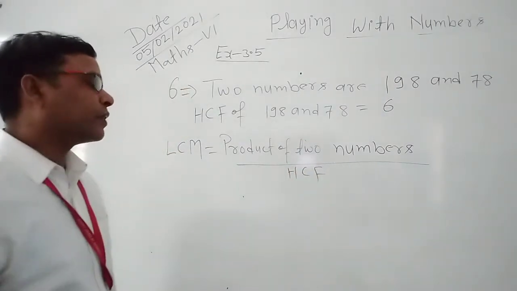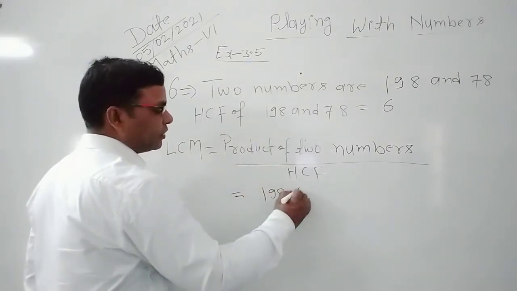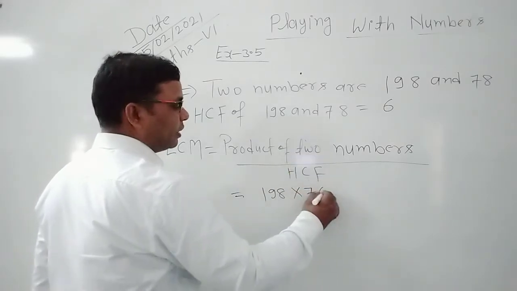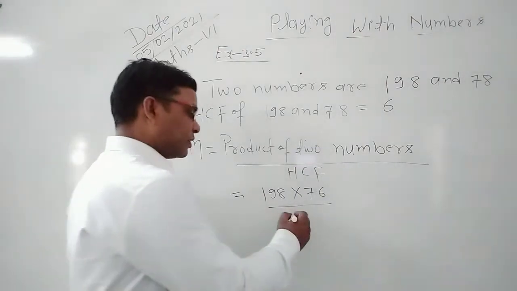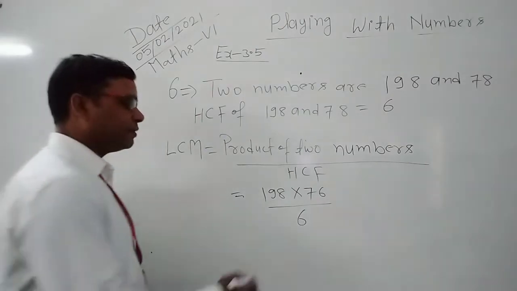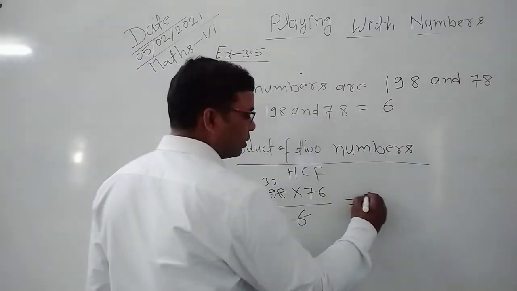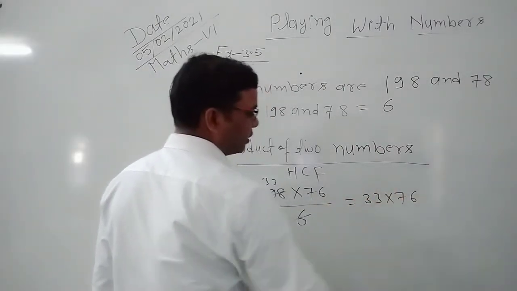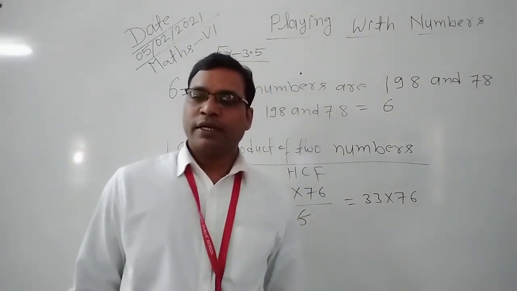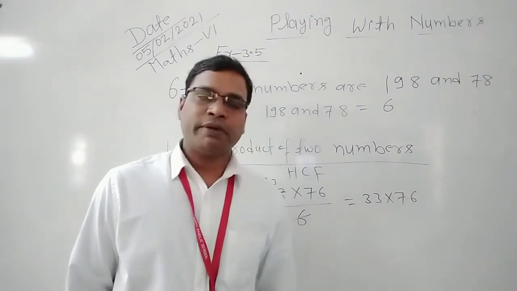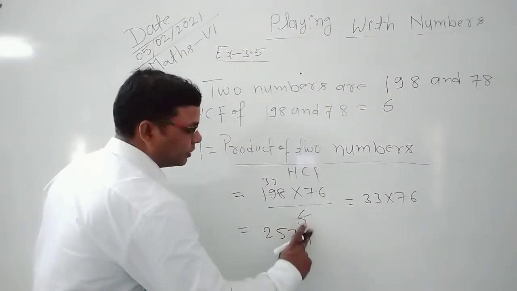Okay. So here you can see the product of the numbers is 198 into 78, and the HCF we find is 6. So you can divide it by 6, which gives 33 into 78. If you multiply 33 into 78, then you get 2574. This is clear?